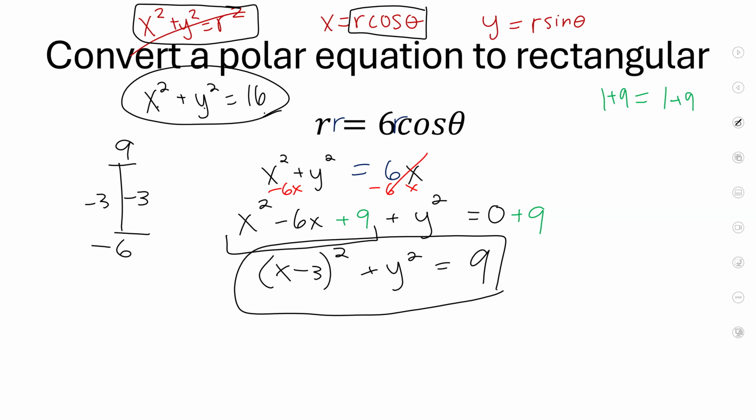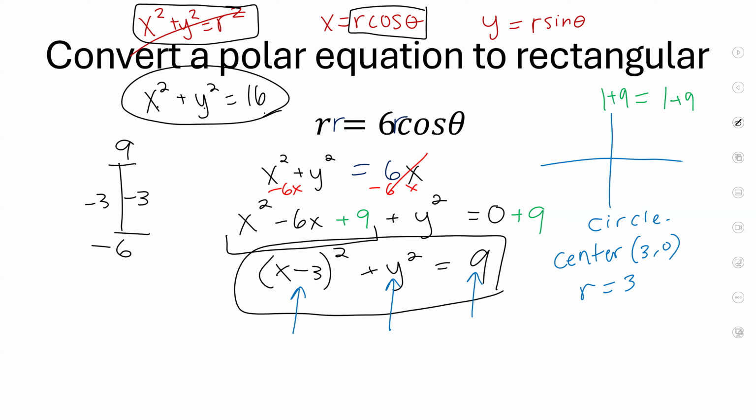This is a circle centered at 3, 0 with a radius of 3. So the center is at 3, 0, and your radius is 3. It's a circle. And if I drew this, it'll be right here, centered at 3, 0, with a radius of 3. So it looks something like that. It's always opposite. So if it's a -3, it's centered at +3.